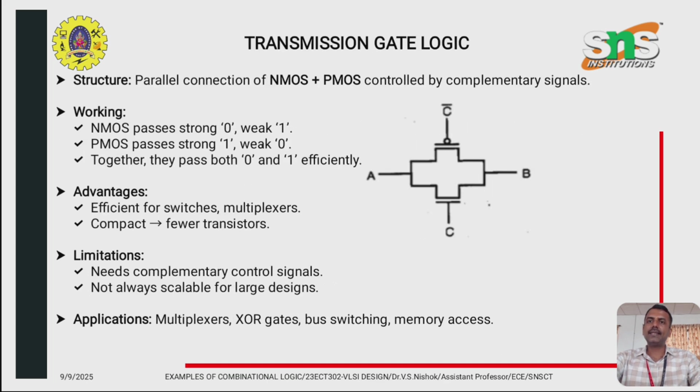Then coming to the transmission gate logic. Here in the transmission gate, we use two types of transistors, NMOS and PMOS, connected with control signals C and C's complement. NMOS passes strong 0 and weak 1, and PMOS passes strong 1 and weak 0. Based on the given input, a strong 0 will pass through the NMOS, and a strong 1 will pass through the PMOS based on the control signal. By using transmission gate logic also, we can design any VLSI circuit. It is especially used in multiplexer applications, XOR gates, bus switching, etc.